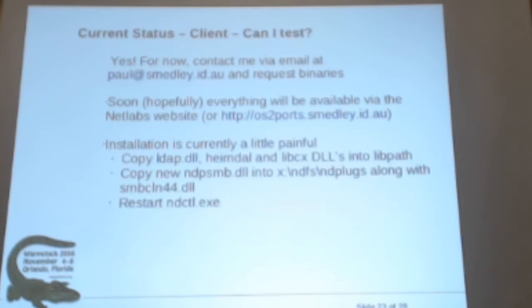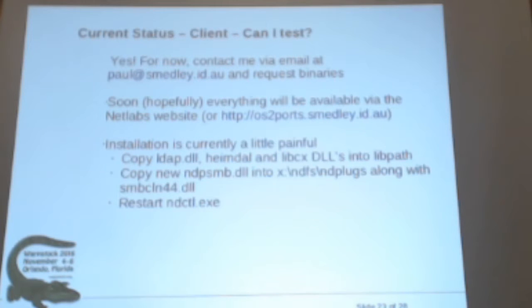Next slide, please. Okay, client, can I test? So in terms of the client, we do have a mailing list currently where there's a number of us. I post links to the binaries and a number of people test those. But for now, contact me via email at the address here and request binaries and I'll send a link. Soon, hopefully, it's really just a matter of time, lack of time really, everything will be available via the NetLabs website or my own website.